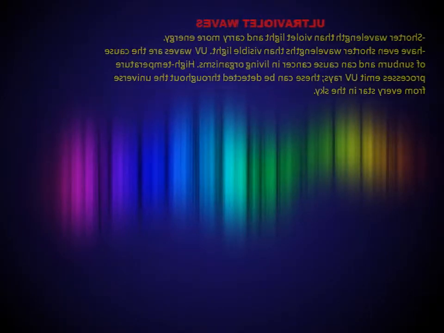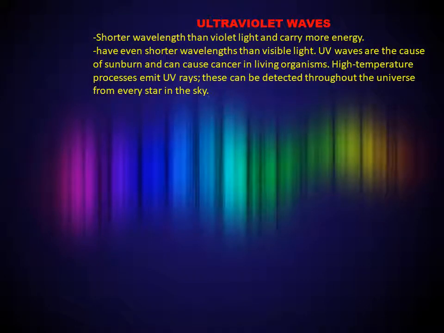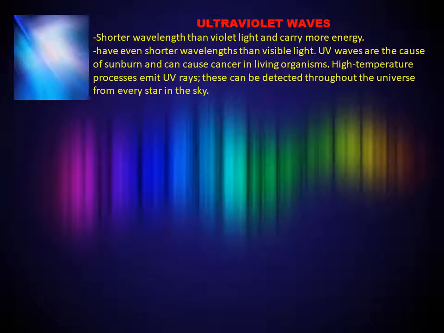Next, we have the ultraviolet waves, wherein it is shorter in wavelength than violet light and carries more energy, having even shorter wavelengths than visible light. Ultraviolet waves are the cause of sunburn and can cause cancer in living organisms. High temperature processes emit ultraviolet rays. This can be detected throughout the universe from every star in the sky.